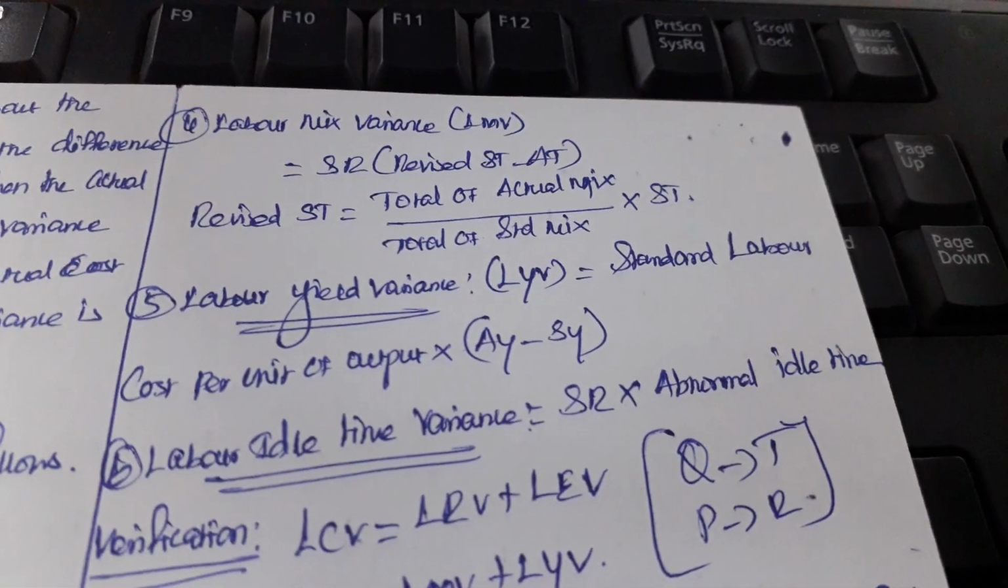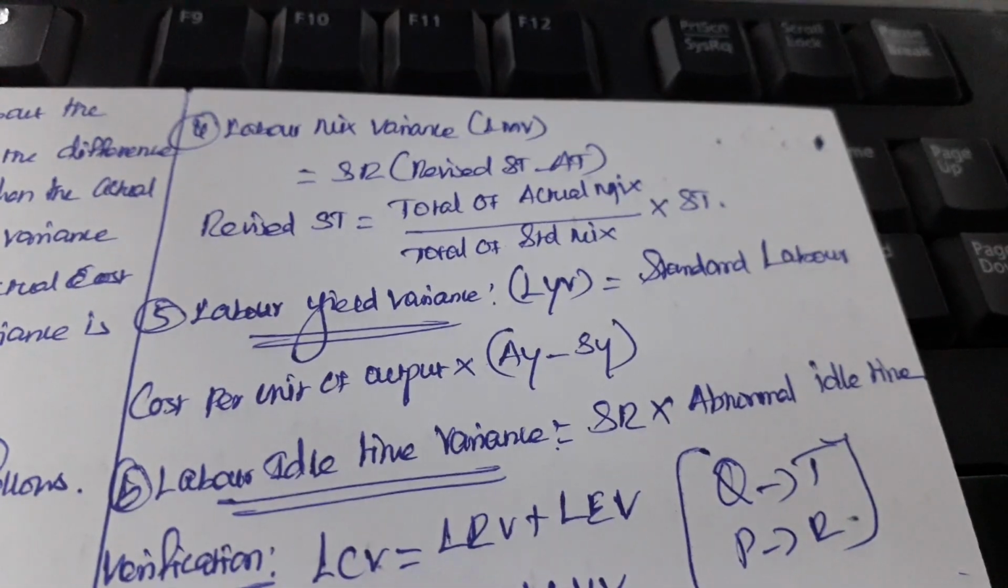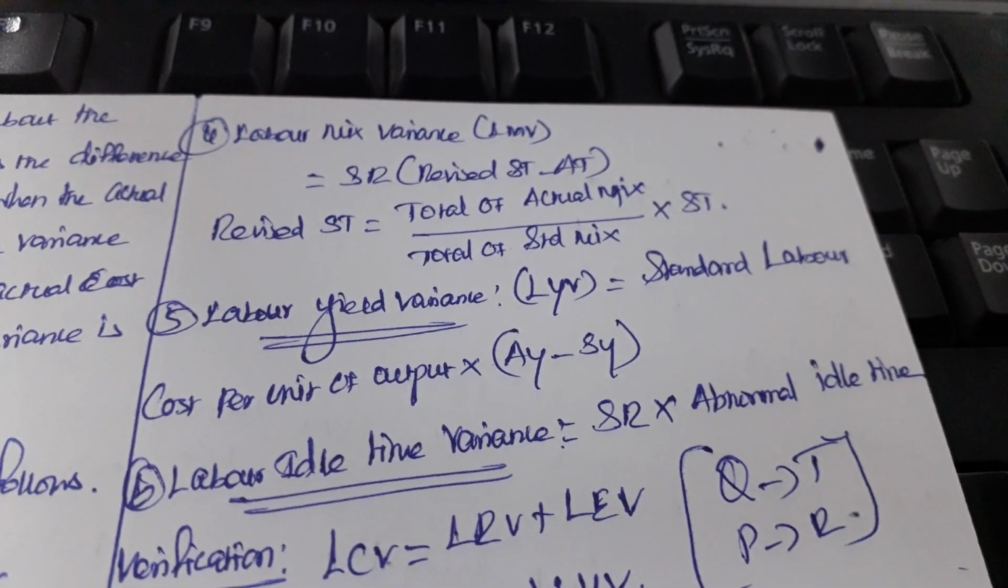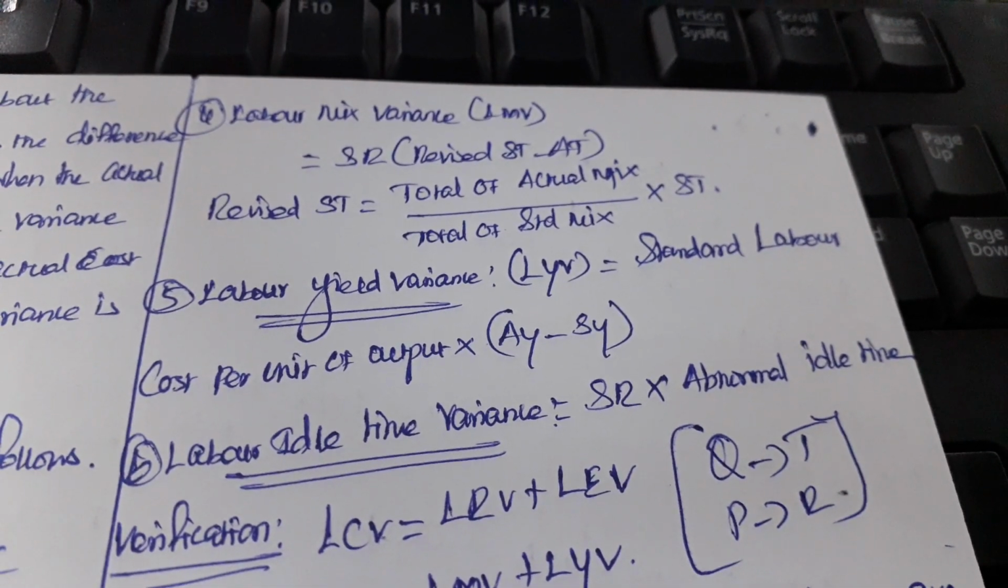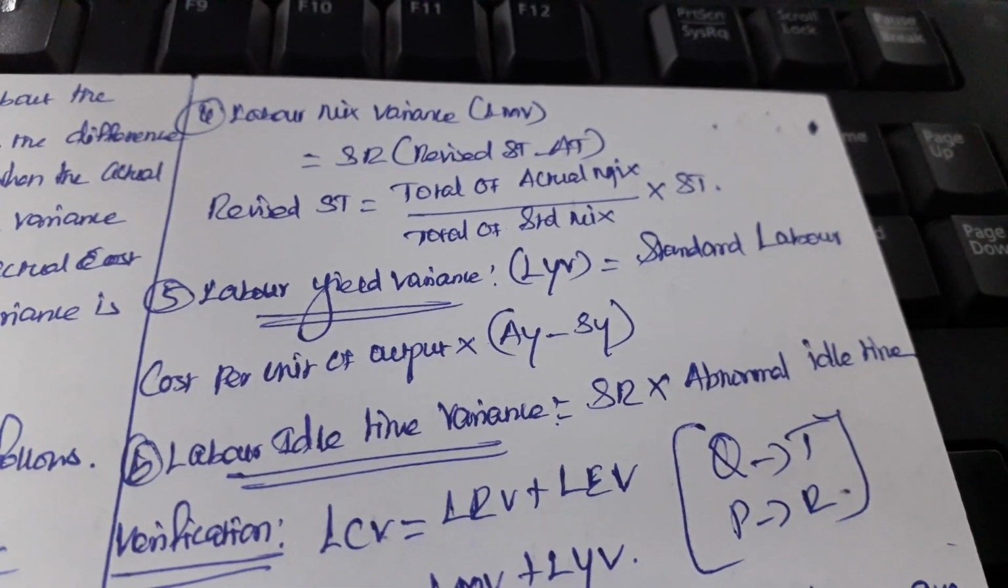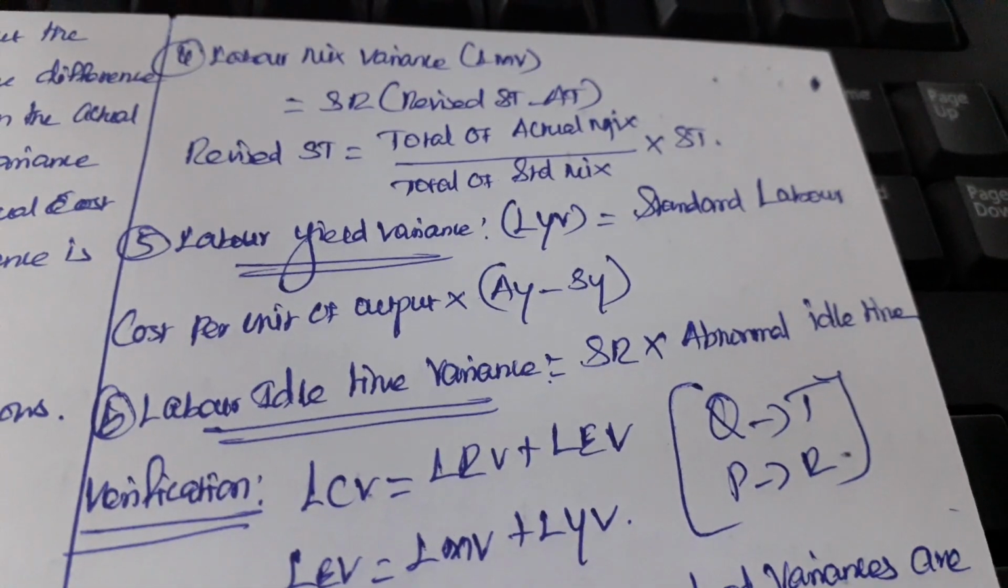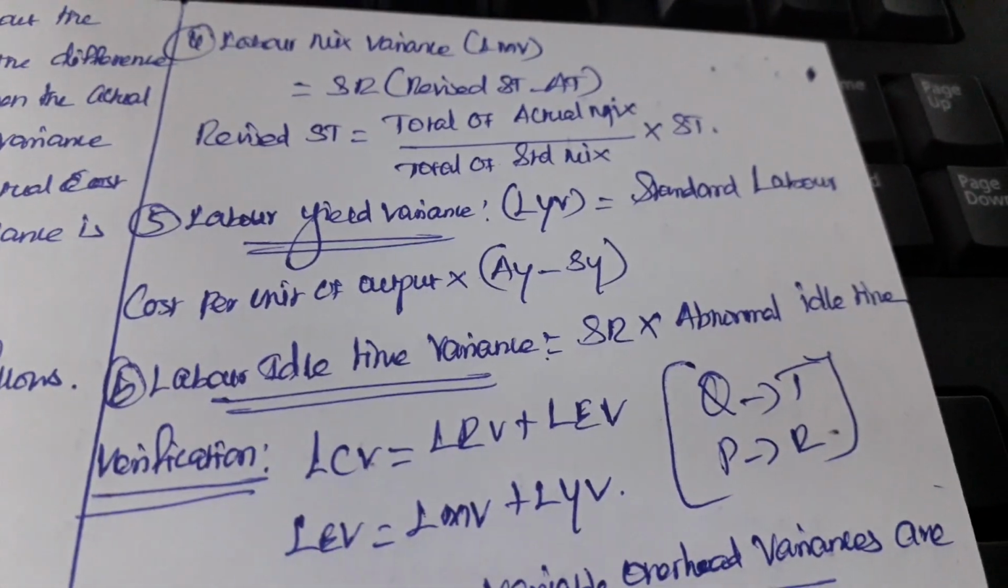Next is labor mix variance, equal to the standard rate into revised standard time minus the actual time. Revised standard time, we have the formula: total of actual mix divided by total of the standard mix into standard time.